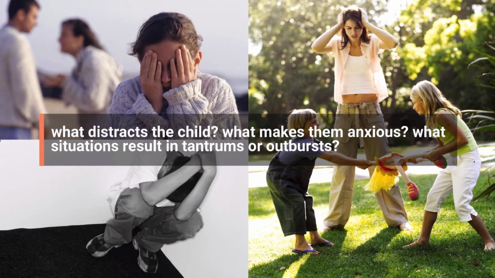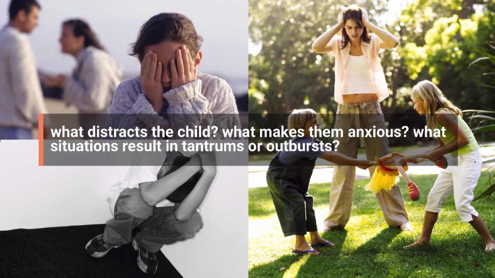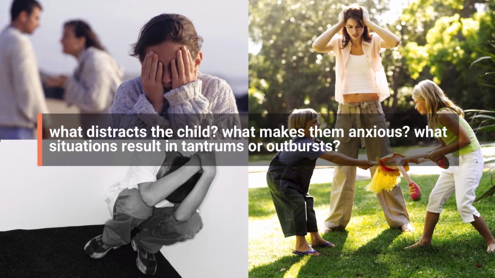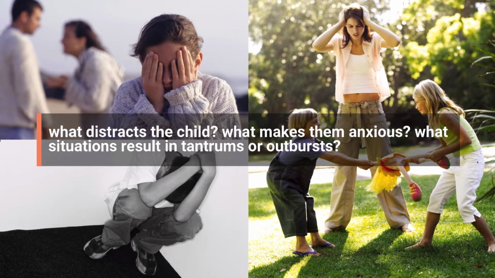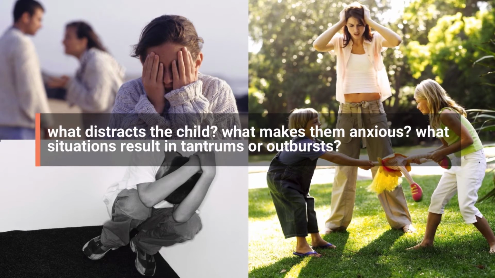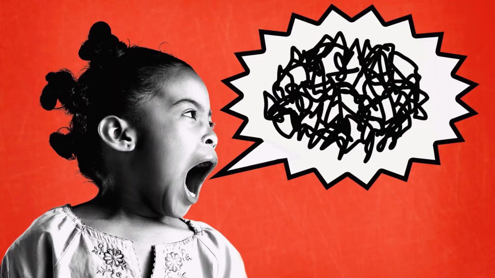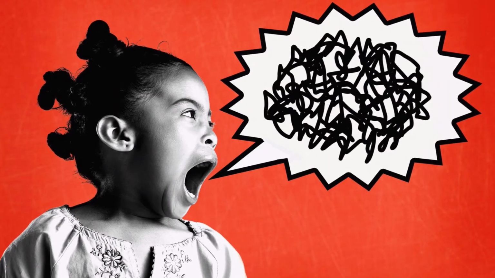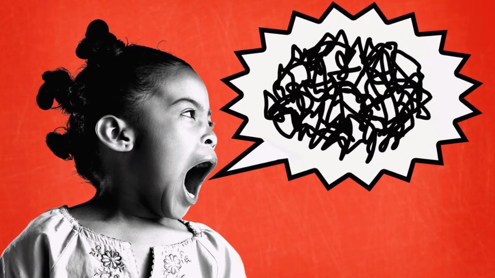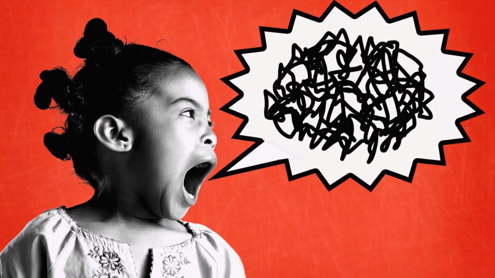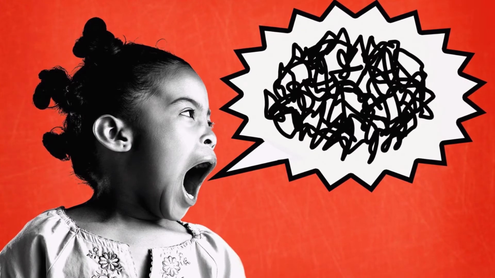It is also important to identify the potential triggers in the child's environment in order to avoid stressful situations or adverse behaviors. Take note of what distracts the child, what makes them anxious, or situations that may result in tantrums or outbursts. When working with children who have experienced trauma, it is important to understand that behavior is communication. When behaviors arise throughout the day, try to analyze the behavior to understand what the child is trying to communicate.